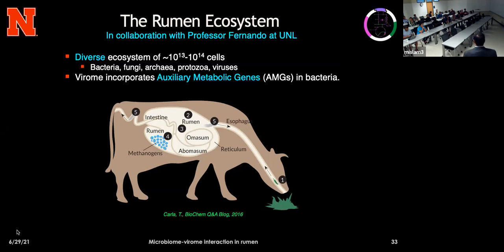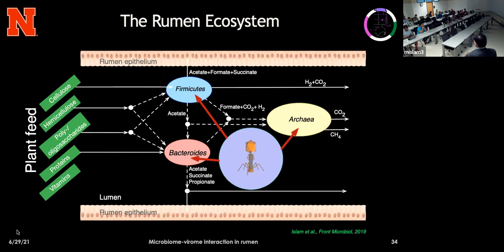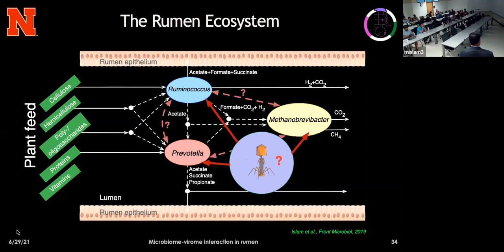So our goal was to find out what role these viral auxiliary metabolic genes that are injected into the bacterial host are playing. So what we did, we chose three major functional groups in the rumen: Bacteroidetes, Firmicutes, and archaea. And then selected three representative species: Ruminococcus, Prevotella, and Methanobrevibacter, as the representatives of those three major groups. And then we asked this question: what are the unknown interactions between these three members, and what role does the virome play in modulating those interactions?